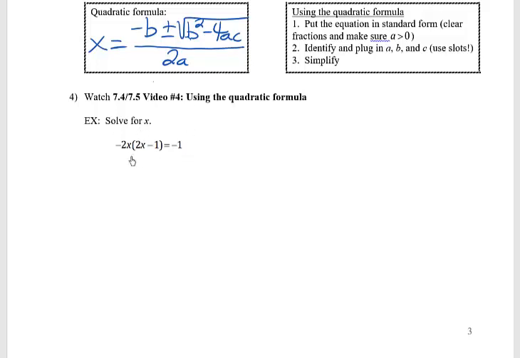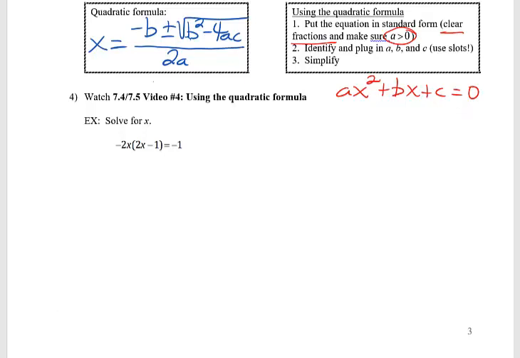If you're going to use the quadratic formula, the first thing you have to do is put the equation in that standard form, which basically means you have to get a 0 on one side. We said you don't want to have any fractions, and you want to make sure your a is a positive number. Essentially, it's the same format that we used for the factoring method. Just make it ready for the factoring method, and you're ready for the quadratic formula.